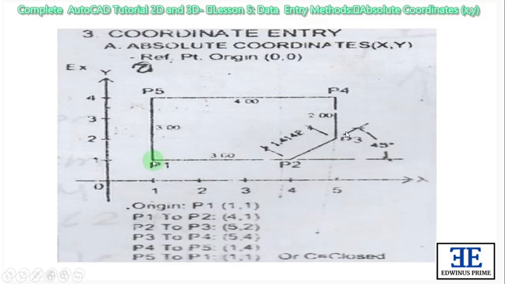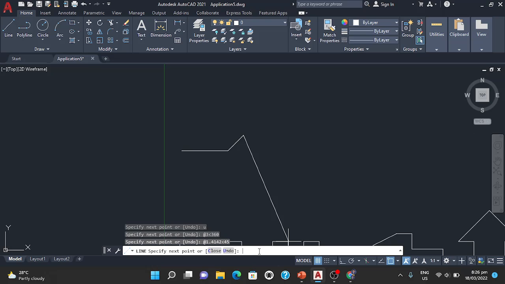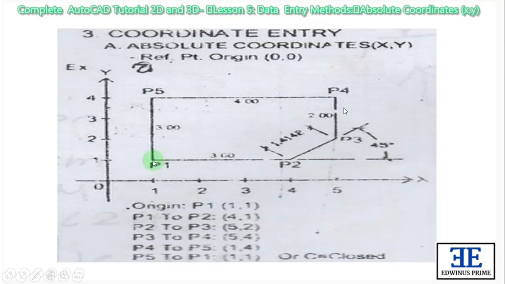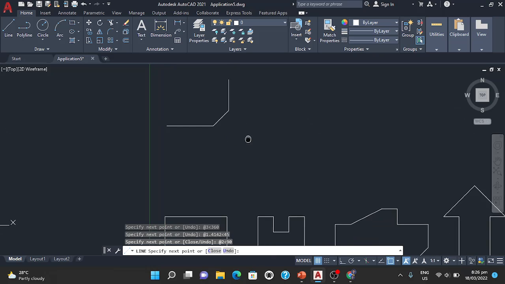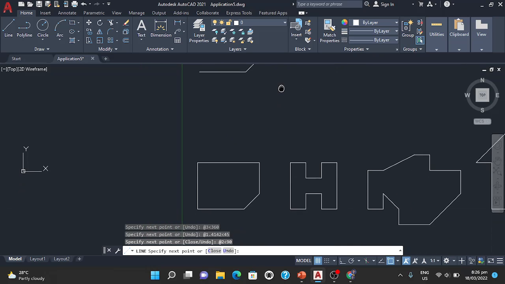Okay, so next we have here point 3 to point 4. Point 3 to point 4 has a length of 2. So let's type at 2, then angle. The angle from point 3 to point 4 is going upward, so it would be 90 degrees. So let's type 90. Okay, so it is just the same.